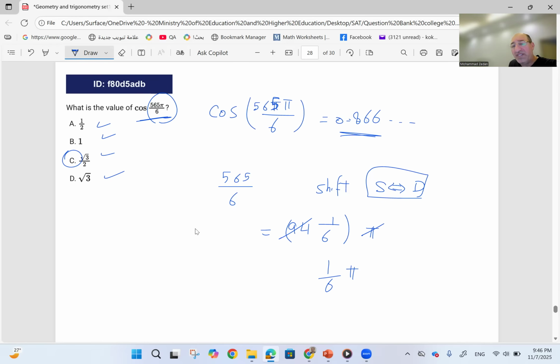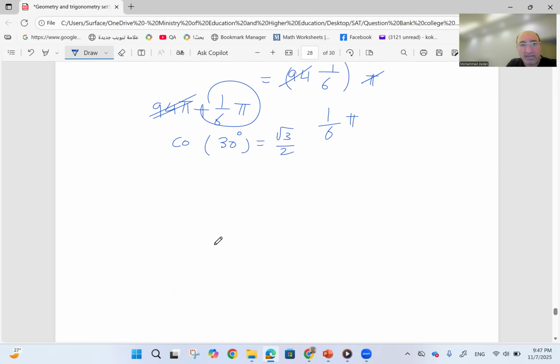So 94 pi plus 1 over 6 pi. Remove the complete turns of pi, the even multiples, and you have left only pi over 6, which is 30 degrees. The cosine of 30 degrees is radical 3 over 2. So anyway, you can solve it, no problem.